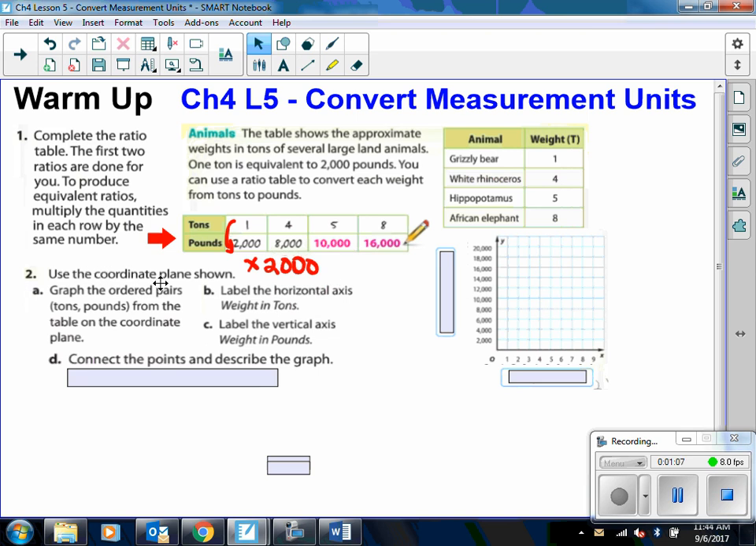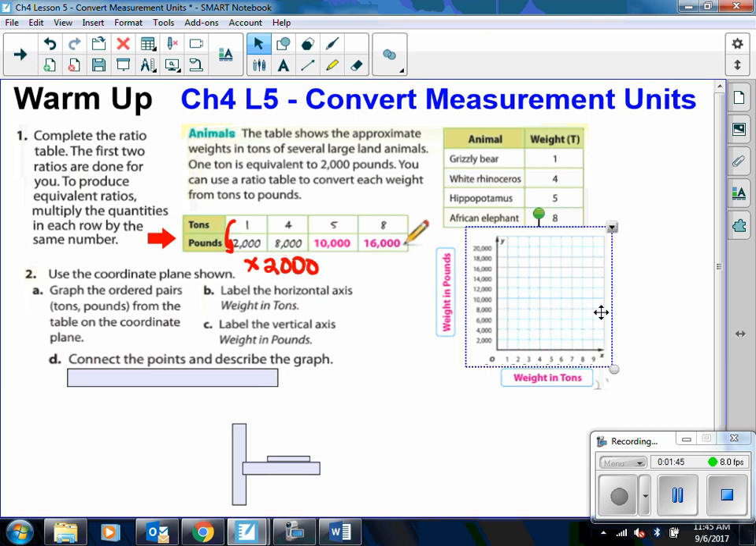Number 2 says use the coordinate plane to graph the ordered pairs as tons, comma, pounds. So tons is in the x position. That's the x coordinate. So that's going to be on the x-axis, weight in tons. And then pounds, weight in pounds, will be on the y-axis. Okay? So when we graph, we're going to graph 1, comma, 2,000, 2, comma, 8,000, 5, comma, 10,000, and 8, comma, 16,000.